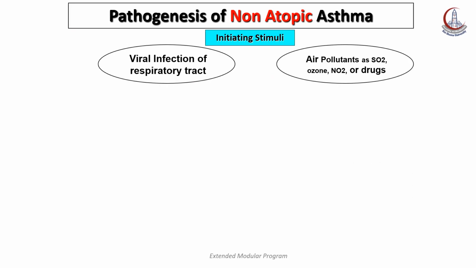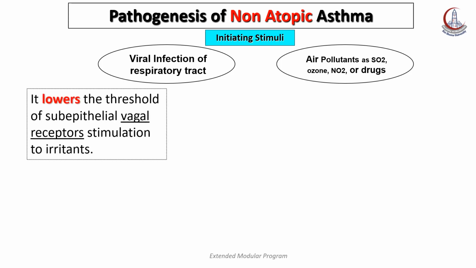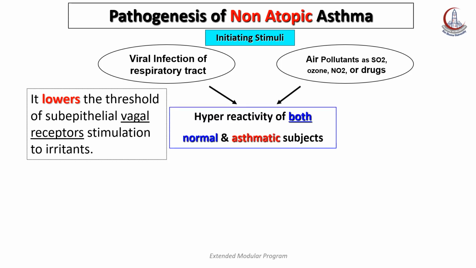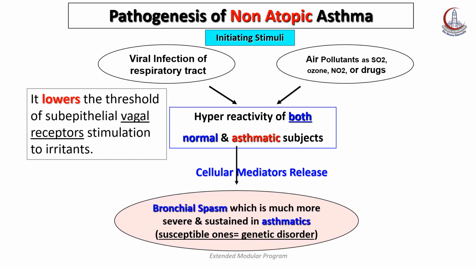The pathogenesis of non-atopic asthma is due to exposure to initiating stimuli like viral infection of the respiratory tract or exposure to air pollution and drugs. The viral infection lowers the threshold of subepithelial vagal receptor stimulation to irritants, causing hyperreactivity of both normal and asthmatic subjects, with cellular mediators release causing attacks of bronchospasm.